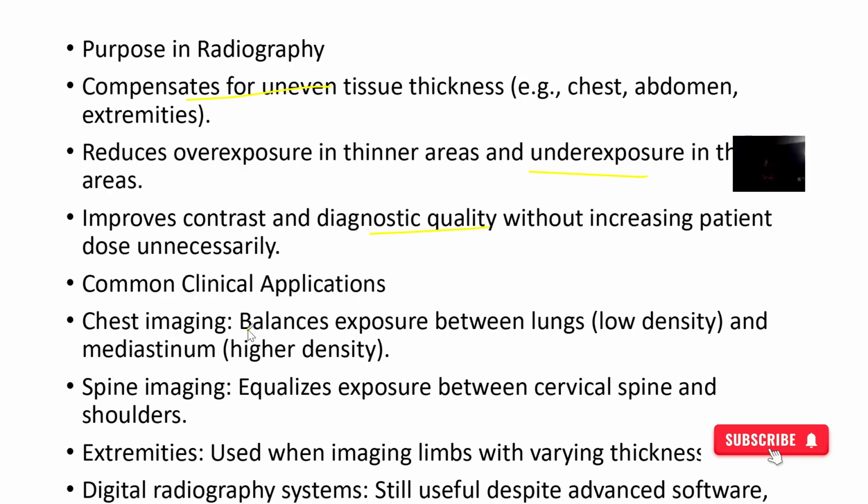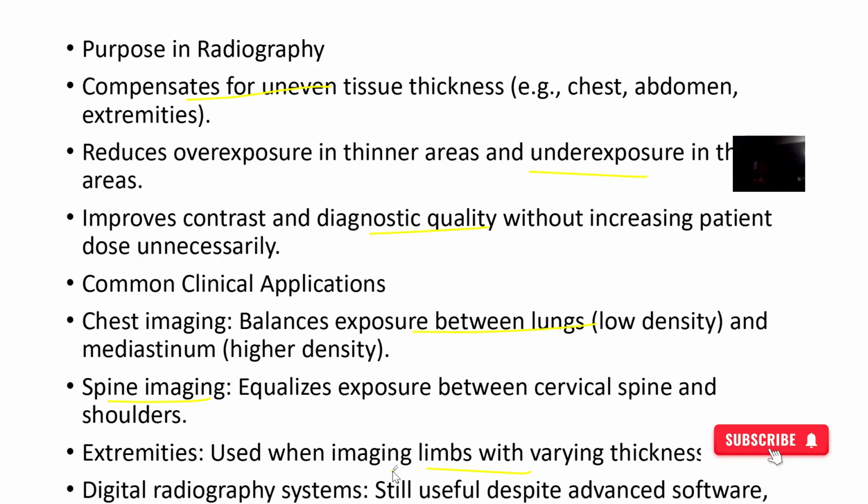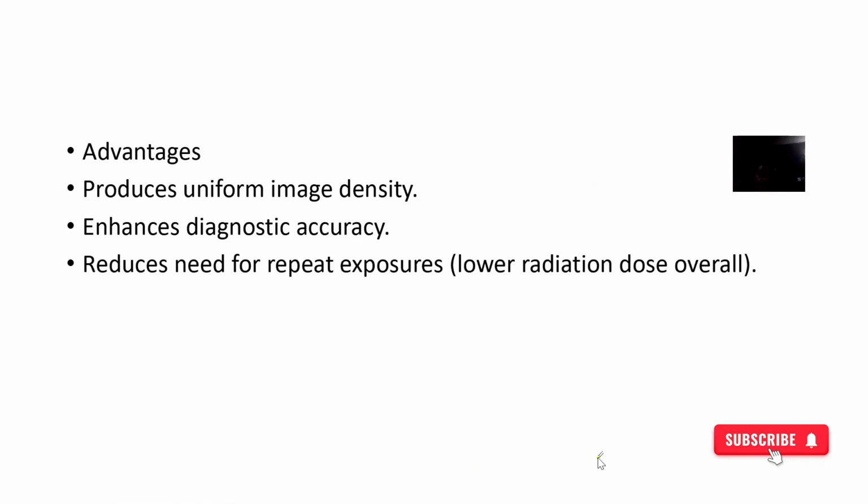Common clinical applications include chest imaging, which balances the exposure between the lungs and the mediastinum. We have spine imaging, which equalizes the exposure between the cervical spine and the shoulders. We have extremities, used when imaging limbs with varying thickness. We have digital radiographic systems, and all of that. The advantage is you have a clearer and more uniform image. It helps you diagnose accurately and reduces the need for any repeat exposures.